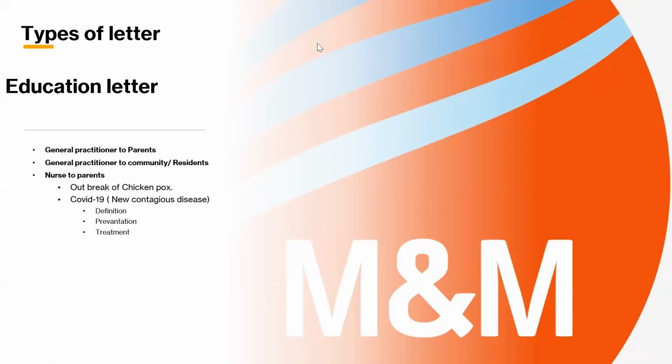Then we also have a letter of education. By concept, you are a school nurse writing a letter to parents or the community about an outbreak of some disease, right? So we can write it as a letter from a community nurse to the local public on an outbreak of some disease, for example an outbreak of chickenpox, or COVID-19, and so on, right?